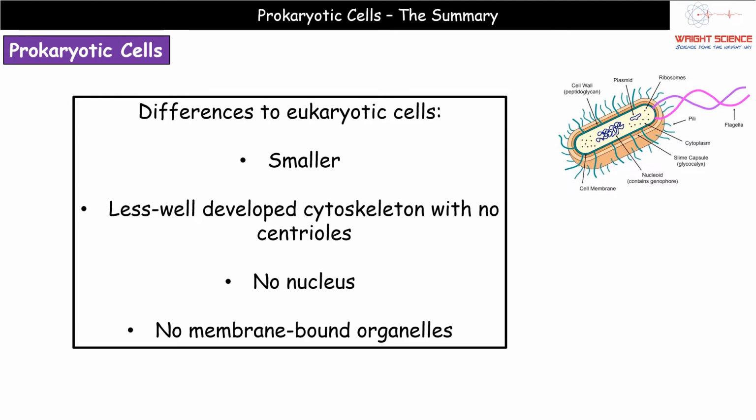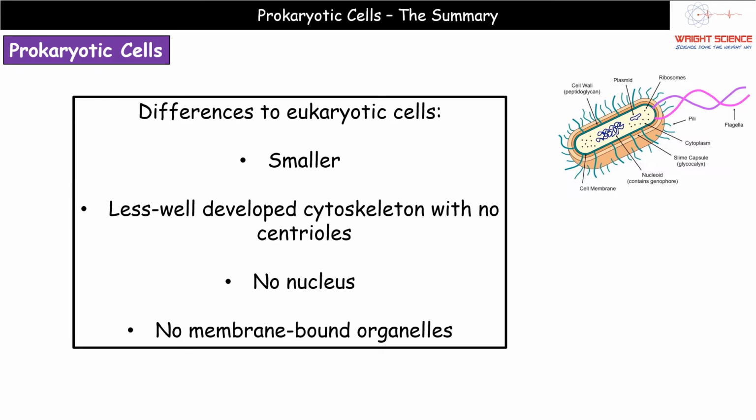So those are our four key similarities. When we come on to the differences, some of these should be familiar to us from our GCSE work, but some of them will be obviously new for the A level. So first of all, hopefully the familiar one is that these are smaller cells than eukaryotic cells. When we come on to some of our new bits, they're less well developed in terms of their cytoskeleton, and they don't have centrioles. So key distinction there between our eukaryotic and our prokaryotic cells. Prokaryotes, less well developed cytoskeleton with no centrioles, whereas the eukaryotic cells obviously have a very well developed cytoskeleton, and they do have those centrioles present.